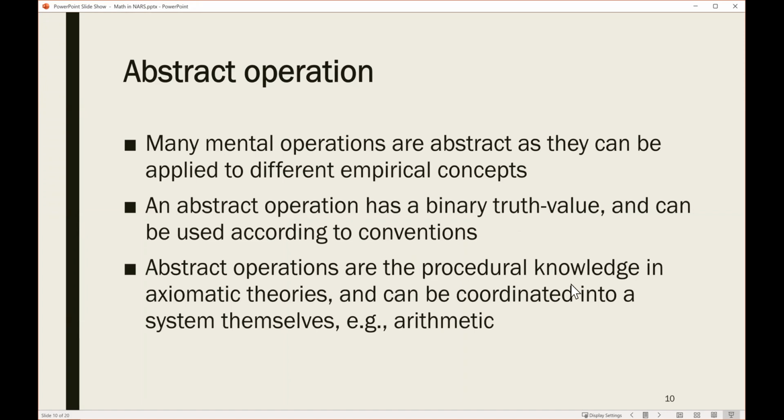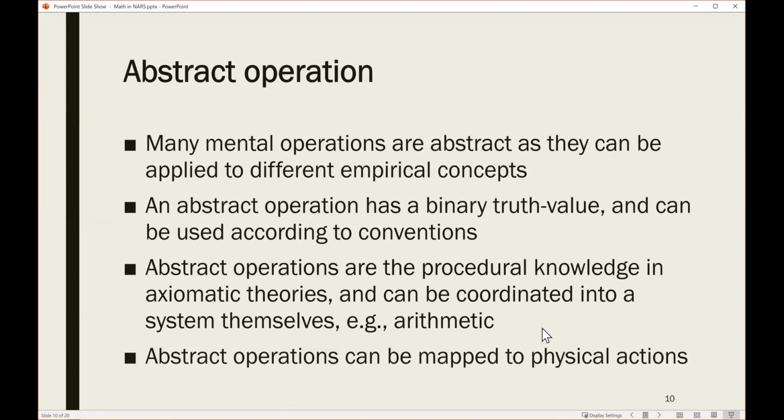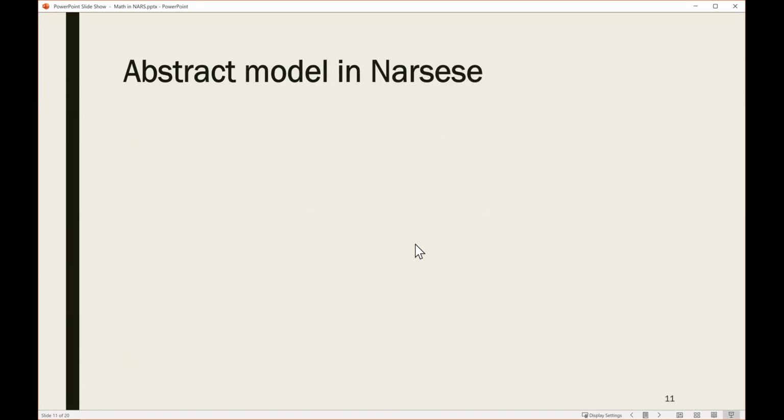So this is the procedural part in axiomatic theories, which also can become coordinated or organized into a system themselves. There is a lot of discussion about this in Piaget's work with respect to formal operation, with which I completely agree. For example, arithmetic calculations are a system of operations which have relationships among them. Similarly, you can map abstract operations into physical operations, just like procedural and declarative knowledge. So that part is basically my philosophy of mathematics.